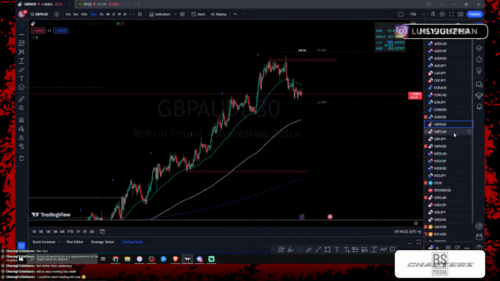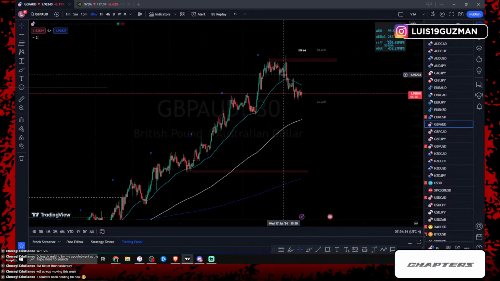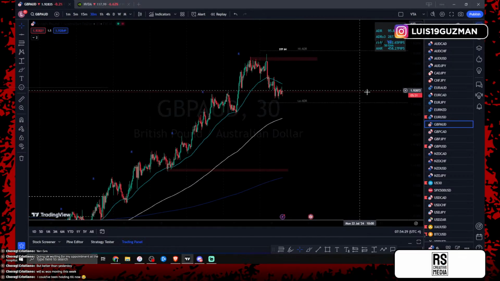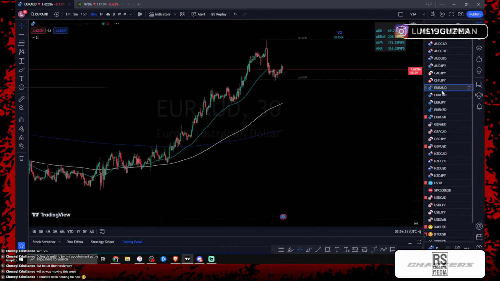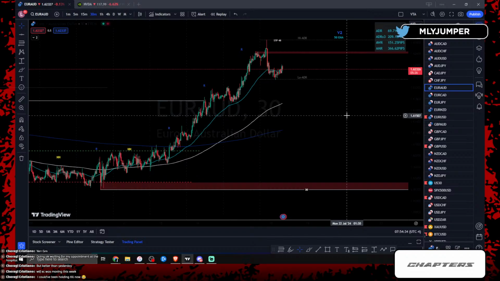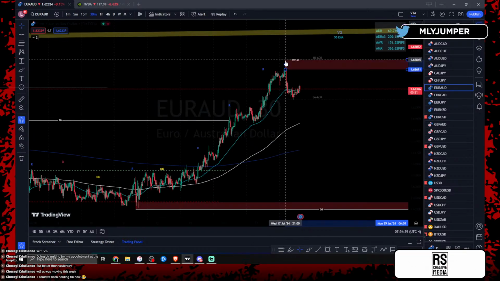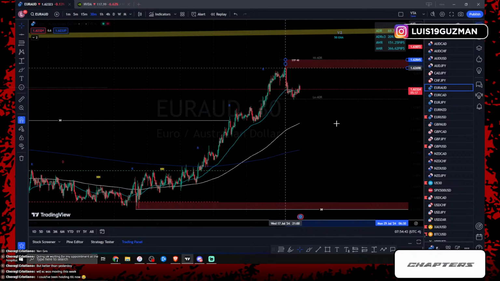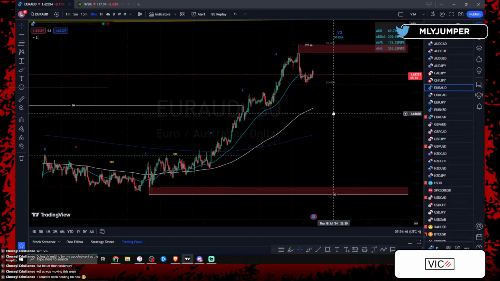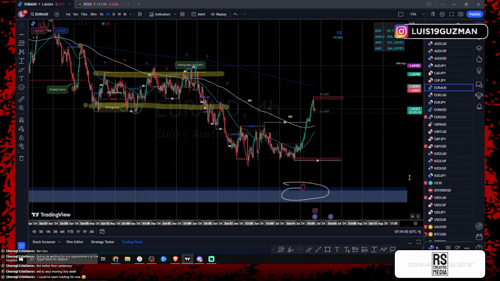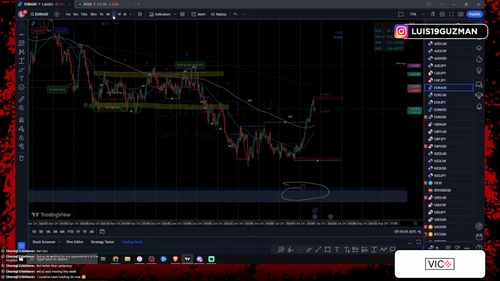I still don't want to take GA until we start making lower lows and lower highs. So I'm still gonna wait for that to happen on GA. And then EA is pretty much the same thing. I don't want to trade this one until we start getting lower lows and lower highs. Because price on EA, let me see. No, EA is in a weird spot.